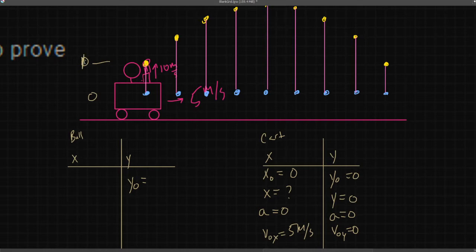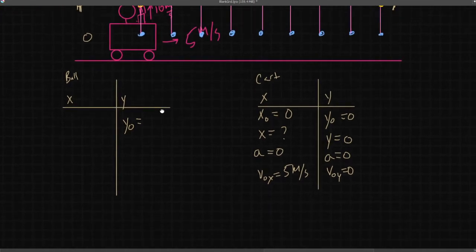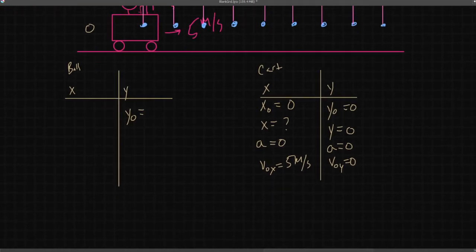So if you called this spot 1, as long as you decided that I could catch it back at spot 1 again, that would be fine. But I'm going to call it spot 0. So it started off at 0. It's going to end up at 0 when the guy catches it again. When I catch it, I guess. It has an acceleration of negative 10 meters per second squared, and it has an initial vertical velocity of 10 meters per second.